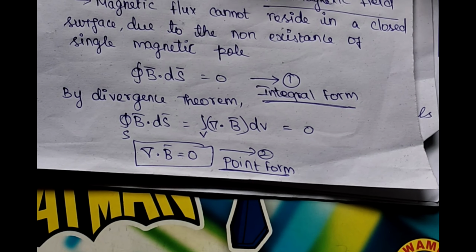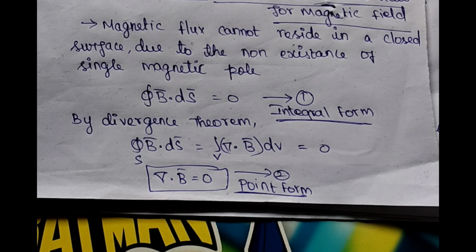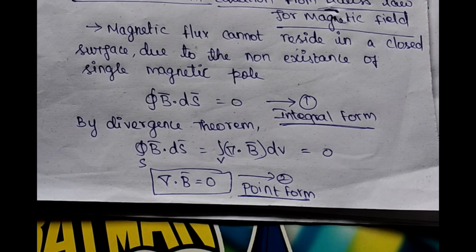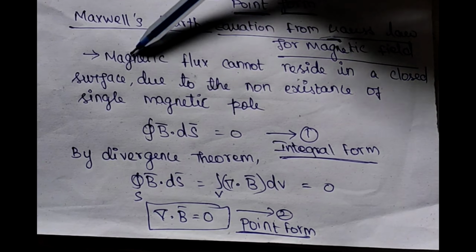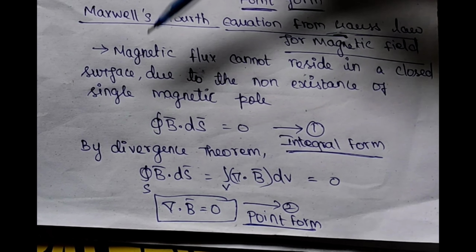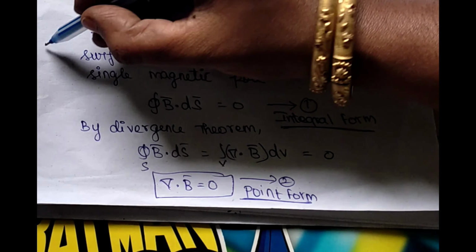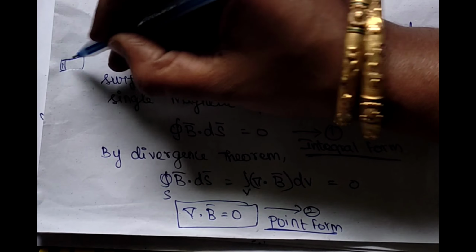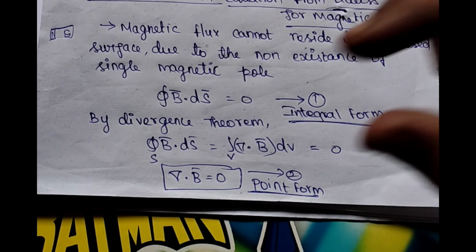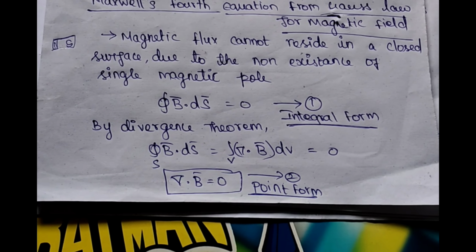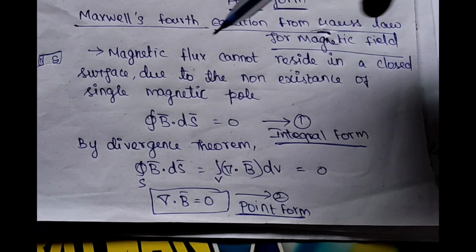And now we are going to see Maxwell's fourth equation. It is also very simple, which is derived from Gauss law for magnetic field. Third Maxwell equation is derived from Gauss law for electric field. Fourth Maxwell equation is derived from Gauss law for magnetic field. It states that magnetic flux cannot reside in a closed surface due to the non-existence of the single magnetic pole. If I have a magnet which consists of north pole and south pole, and you cut this magnet, again the particular magnet consists of both north pole and south pole. The existence of single pole is not at all possible. So this statement states that only.